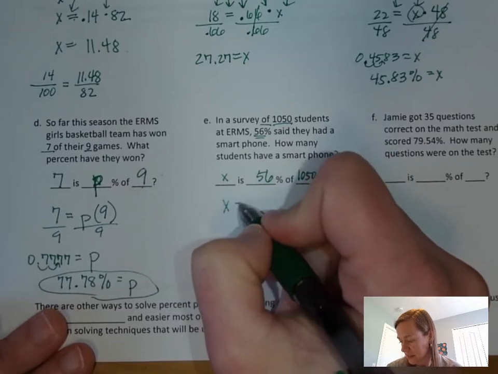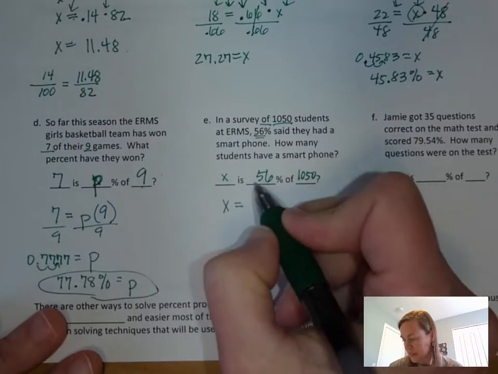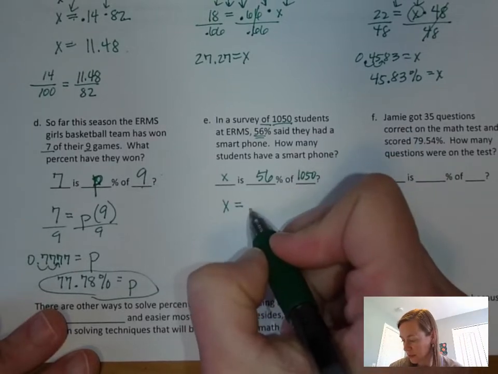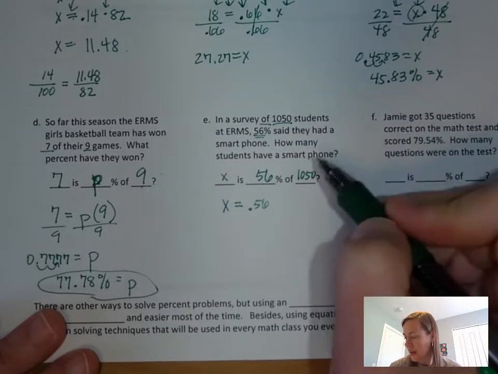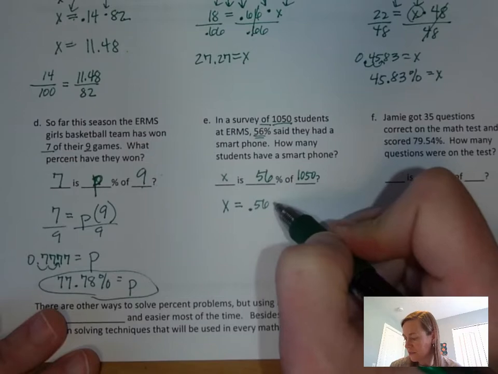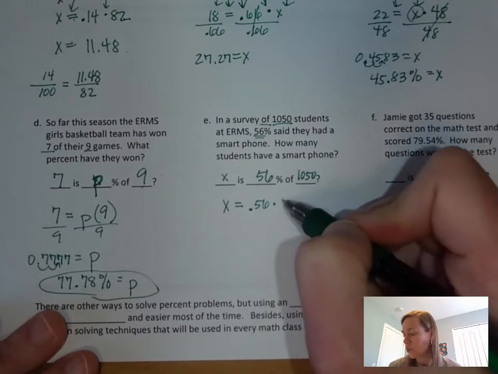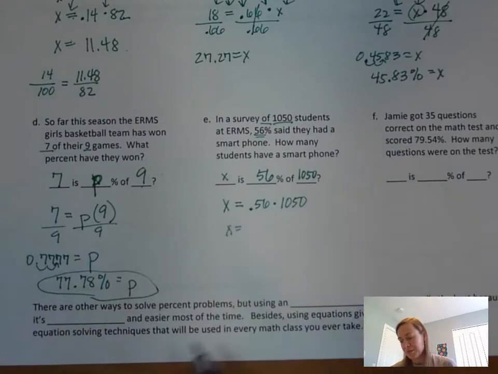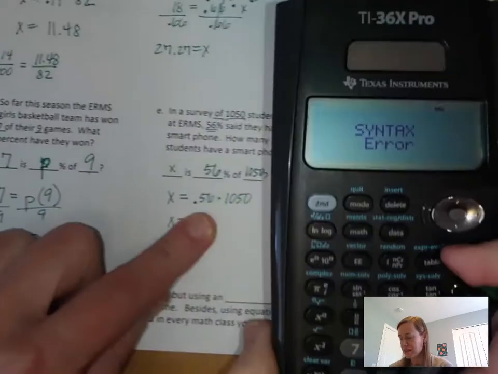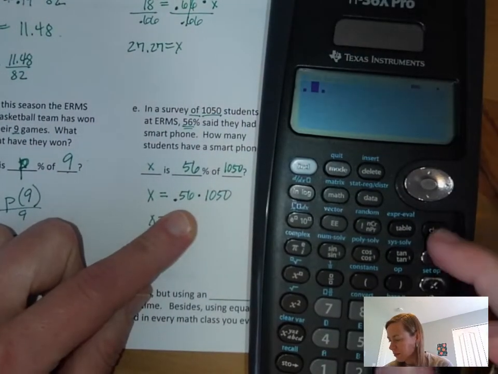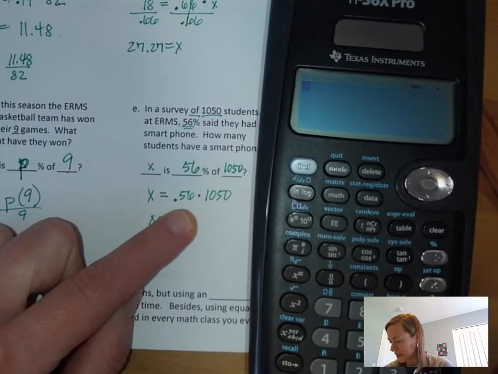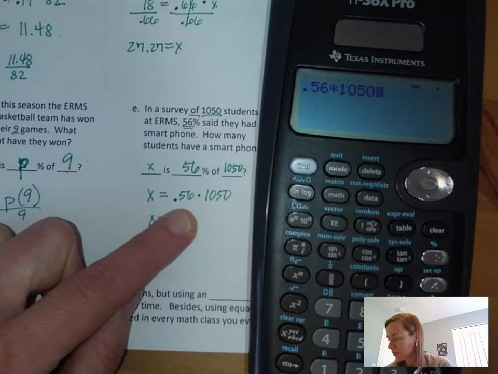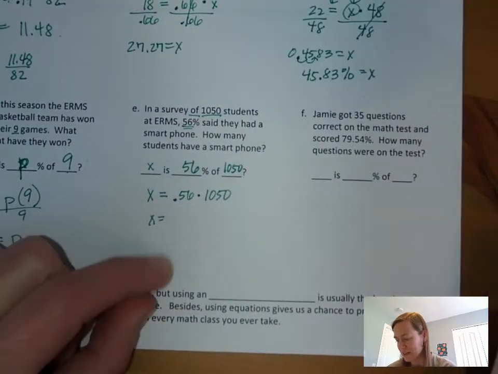X is, in other words, equals 56%. So let's make it into a decimal. Move that decimal place 2 places over. And then it's going to be of 1,050, so times 1,050. All right. Grab that calculator and do the math on this. What did I do to my calculator? Oh, man. All right. 0.56 times 1050, and you get 588.